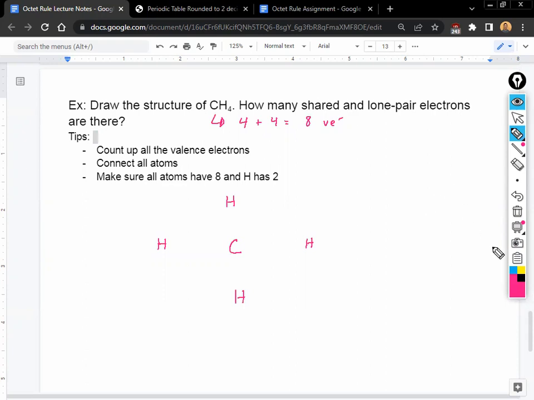Thank you. All right, so next thing we got to do after we count up all the valence electrons is we're going to connect all the atoms. So just make sure everybody has a connection.